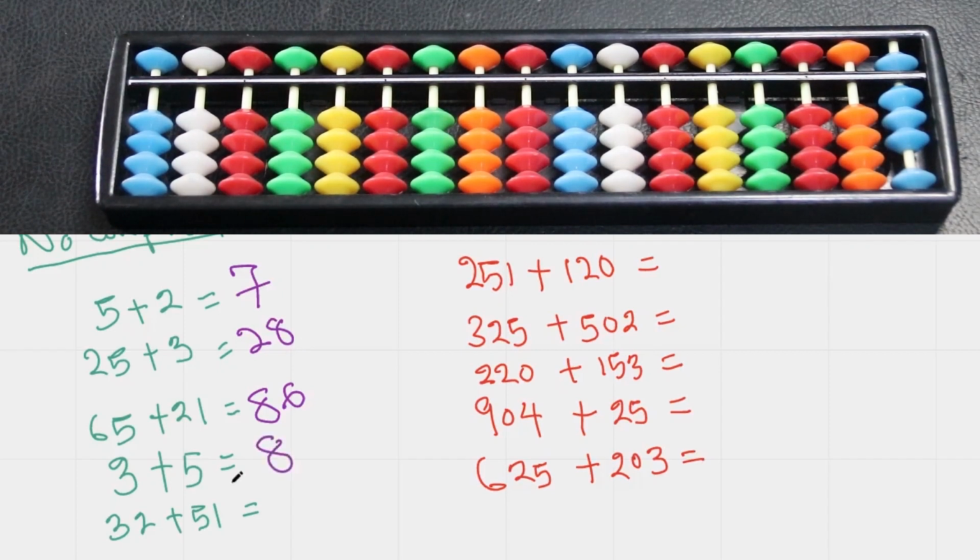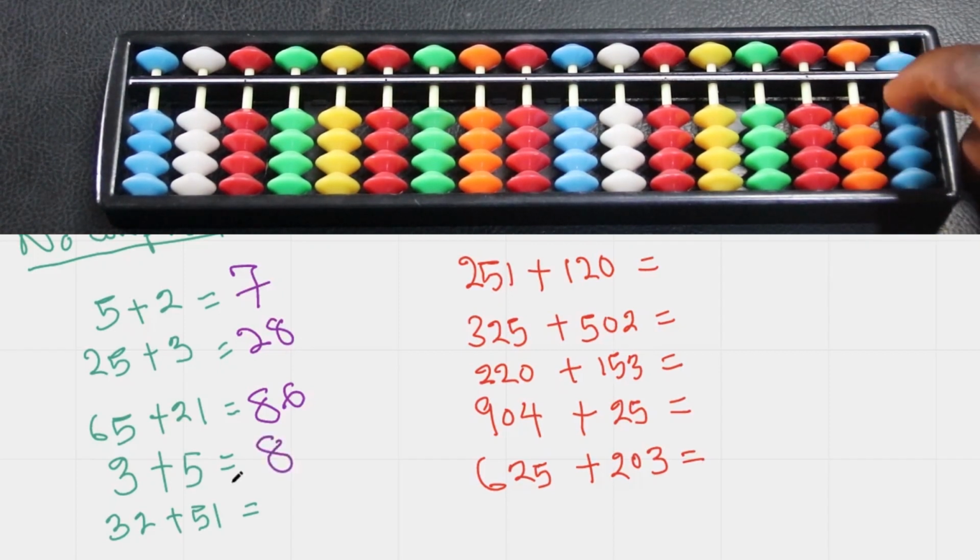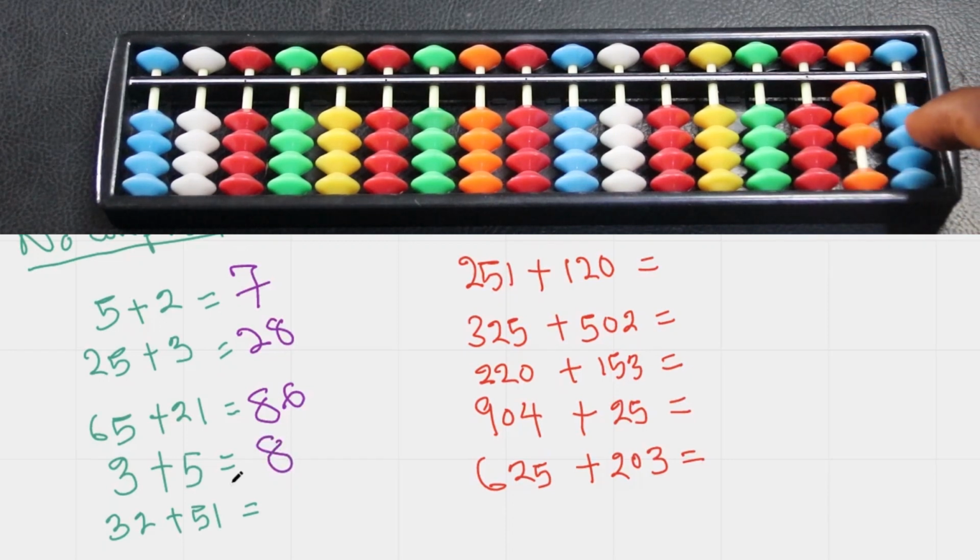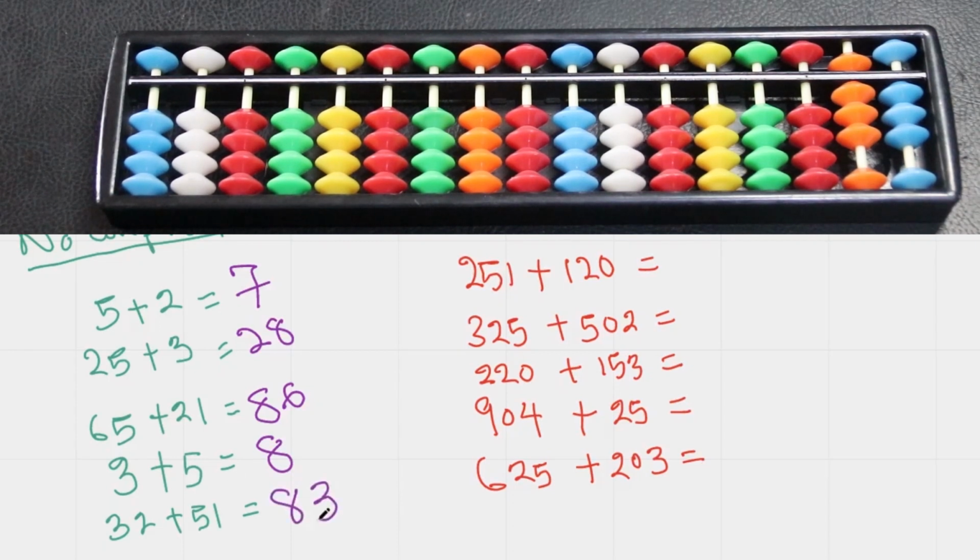The next one I have is 32 plus 51. What is that? That is 83. So we want to do some bigger numbers. 251 plus 120. Just follow my example. You can also follow this with your own abacus, and you have your workbook, with loads and loads of questions that you can use to practice. 251 plus 120.